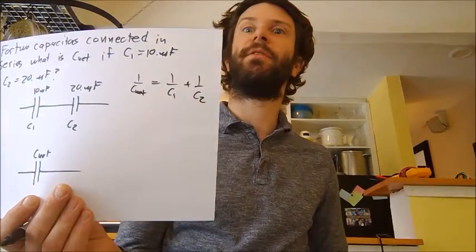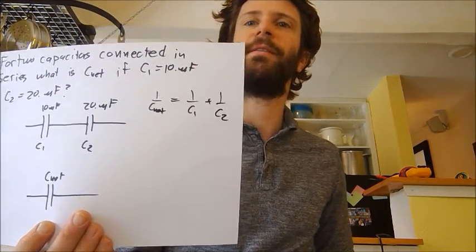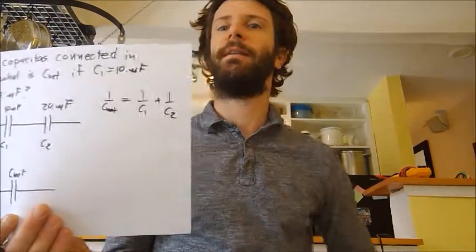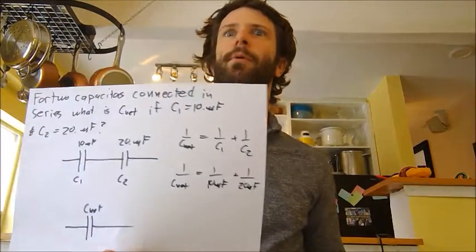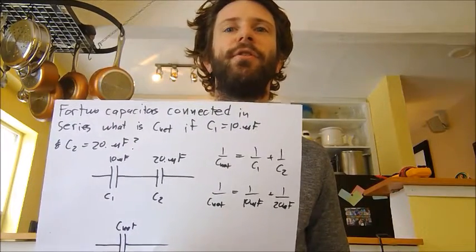It would be 1 over C net, and it's worth looking at this formula because there are some algebraic mistakes that are super common with it. So I'm just going to plug in 10 and 20 and show you. 1 over C net is 1 over 10 microfarads plus 1 over 20 microfarads. And the common mistake is to say 1 over 30, right? You can't add fractions like that.